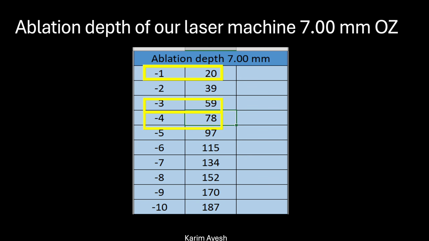The left side is the myopic ablation, the right side is the hyperopic cylindrical ablation. Here, the ablation depth of our laser machine while working in a 7mm optical zone: -1 is 20, -2 is 39, -3 is 59, -4 is 78. If you focus on these numbers, you will not find linear progression between the diopters and the ablation depth. It means that -2 is not 40, it's 39. The more diopters you ablate, the less ablation depth you get.